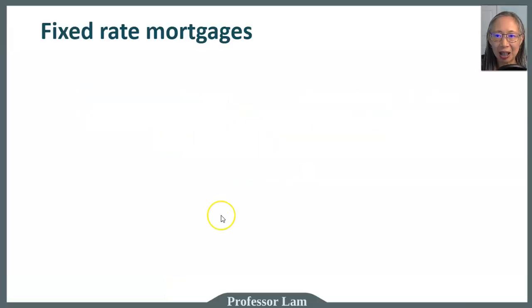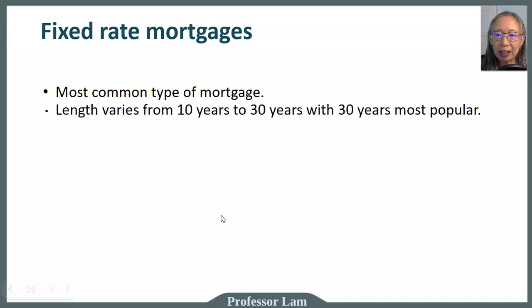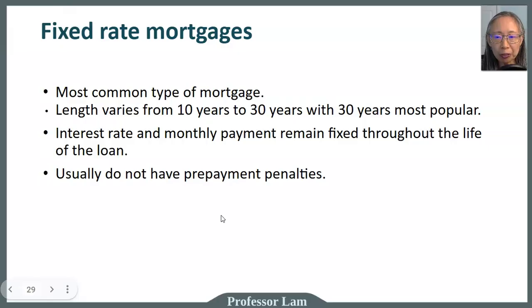Let's get started. The most common type of loan is the fixed rate mortgage. Fixed rate mortgages mean that the interest rate and the loan payment remain the same throughout the life of the loan. The length of a fixed rate mortgage typically varies from 10 years to 30 years. The most popular length is 30 years. Both your interest rate and the monthly payment will remain fixed throughout the entire life. Most fixed rate mortgages do not have prepayment penalties.